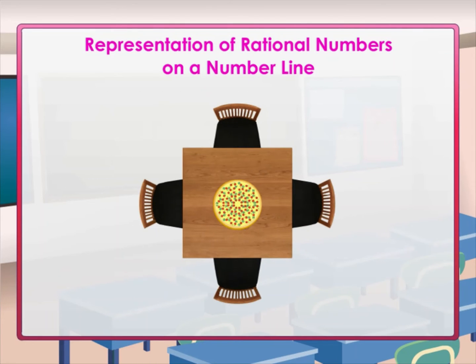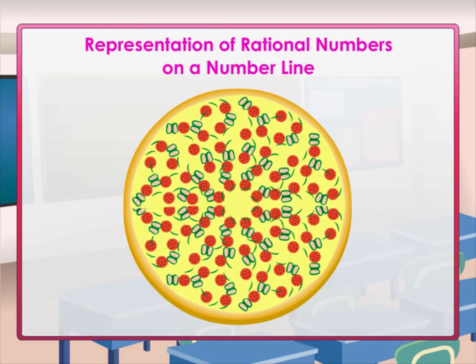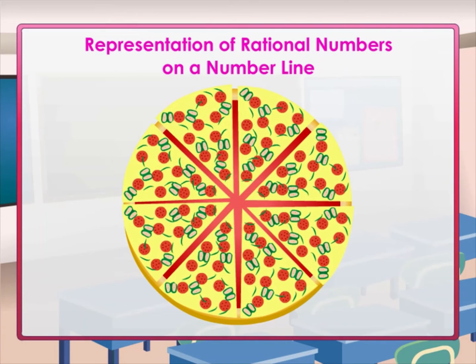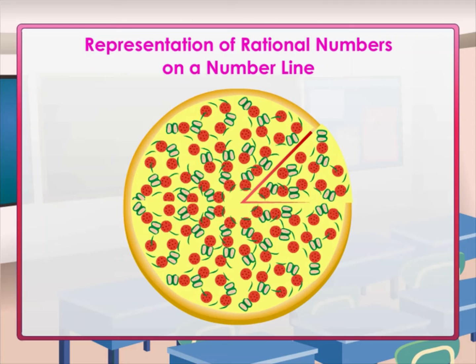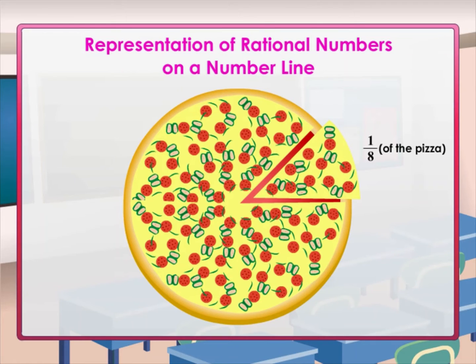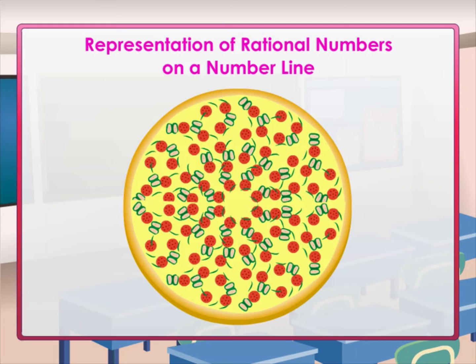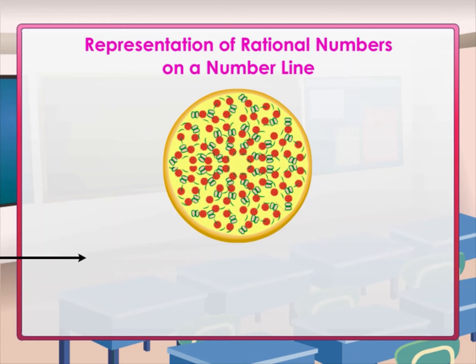Now let us look at the delicious pizza. Let's divide this into 8 equal parts. One piece of the pizza represents 1/8 of the entire pizza. Next, we will see how to represent this on a number line.